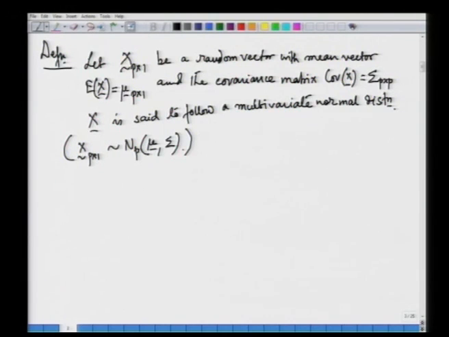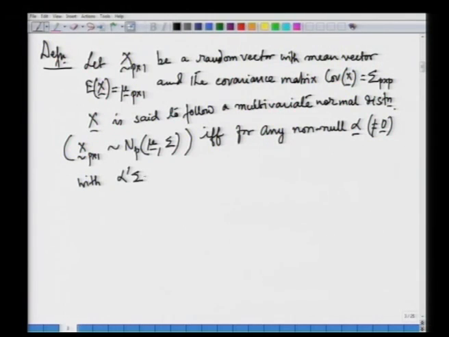So, this is for notation: x following N p mu sigma if and only if for any non-null alpha, alpha is not a null vector, with the quadratic form alpha prime sigma alpha strictly greater than 0, alpha prime x has a univariate normal distribution.